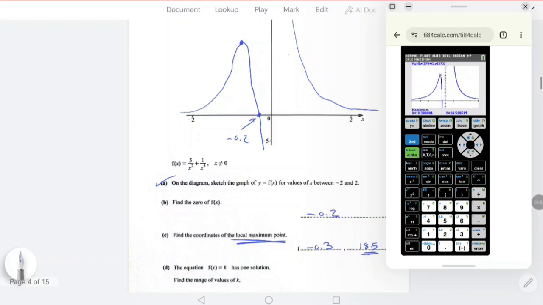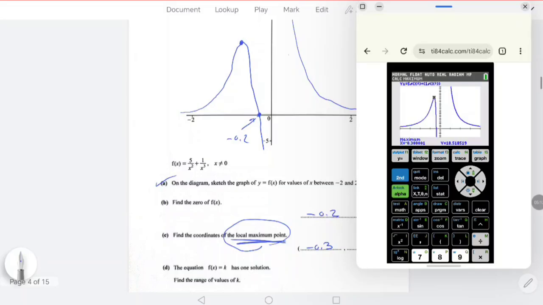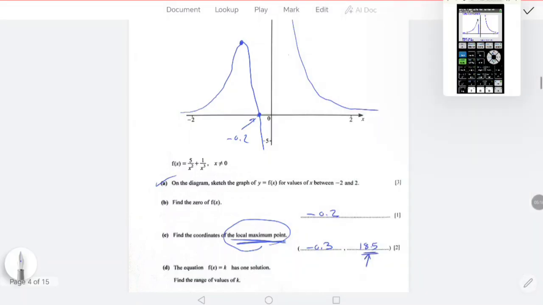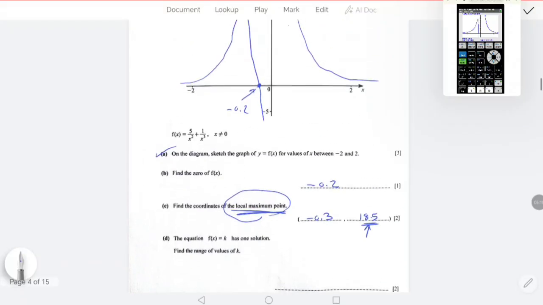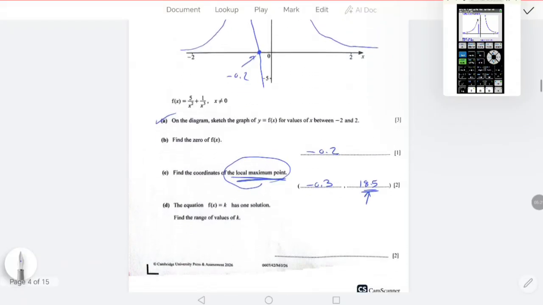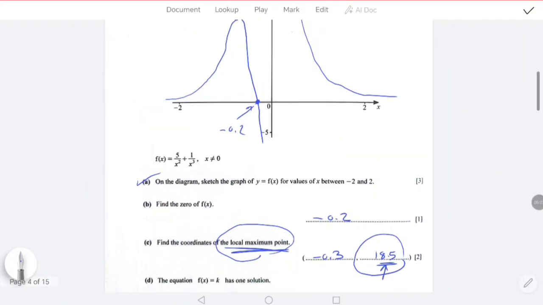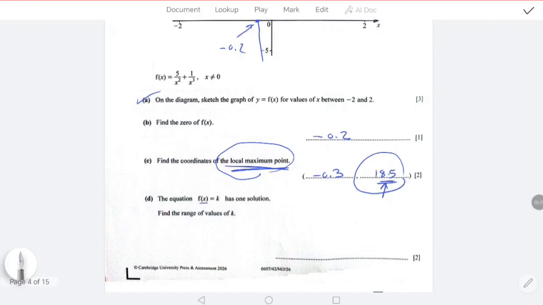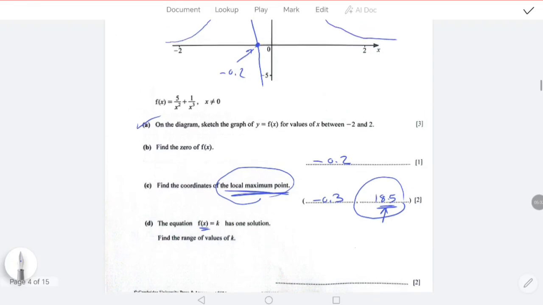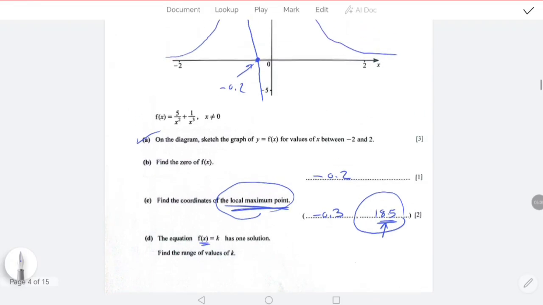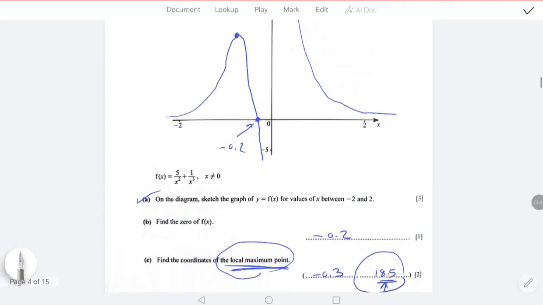Look here, they made it easy for you and asked you to find the point itself, because you will need this y. Put it on the calculator memory. Why will we need this? Let's see, because in the next question they said the equation f of x equals 2k has one solution. f of x means my graph, and y equals 2k.